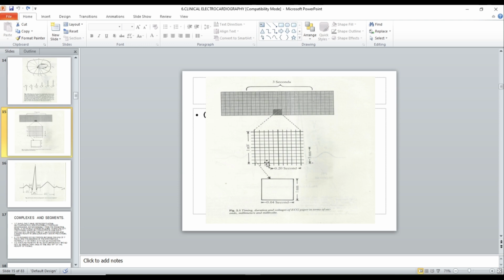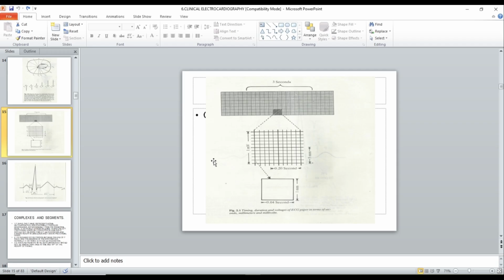300 such big squares are equal to 1 minute. Likewise, 1500 small squares in the horizontal direction are equal to 1 minute. Vertically, 1 millivoltage is represented by 10 millimeters of height. 10 millimeters in the vertical direction represent 1 millivoltage.